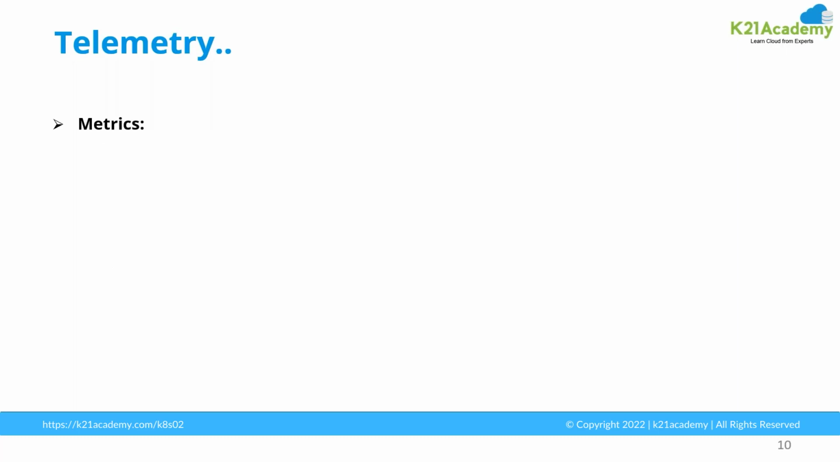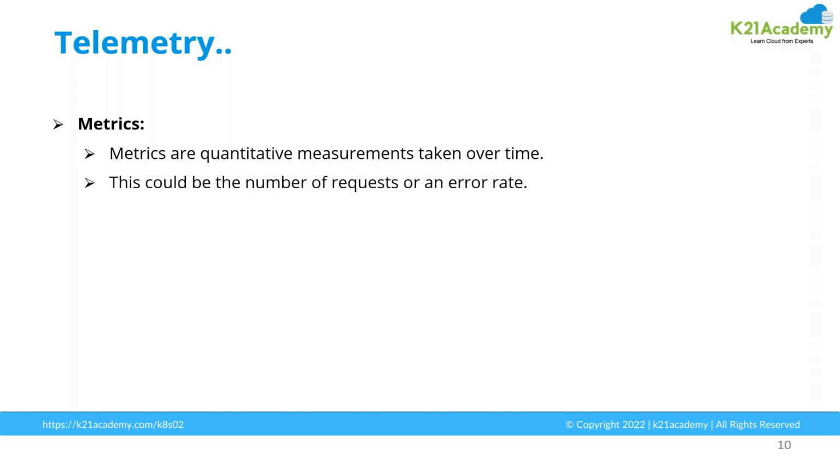Okay, now metrics. Metrics again are quantitative measurements taken over time. A simple example of metrics is, in Linux, you might have used the uptime command, right? So what will the uptime command do? It will give you the usage for 5, 10, and 15 minutes. So how did it get that 5, 10, 15 minutes utilization? Because somewhere it saves that information. So that is nothing but your metrics.